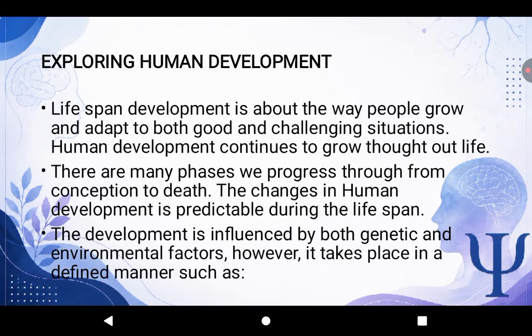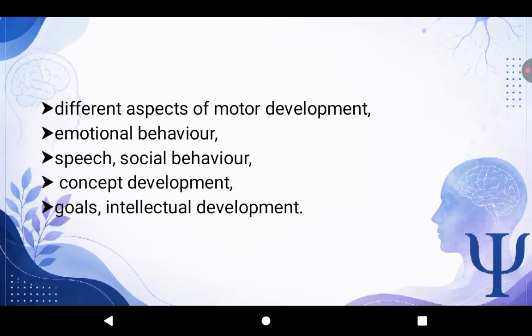Now, when you're talking about development, there are certain factors which can influence it. Some factors can be genetic, some can be environmental. However, it takes place in a defined manner, and these defined aspects are motor development and emotional behavior. People develop in the way they speak, that is speech, how they behave socially, concept development, how they are able to attain certain goals, and also intellectual development. So, in simple terms, these are the aspects in which a person is able to grow: motor development, emotional behavior, social behavior, concept development, goals, and intellectual development.